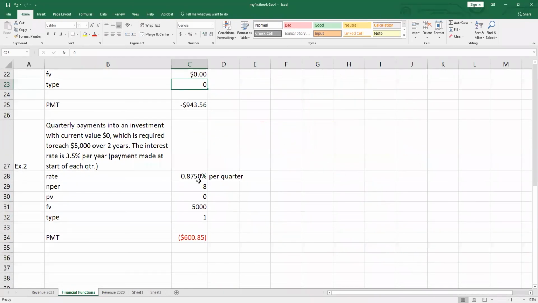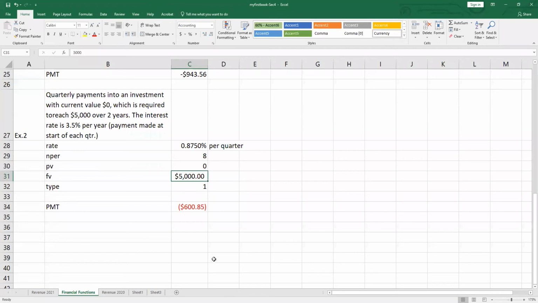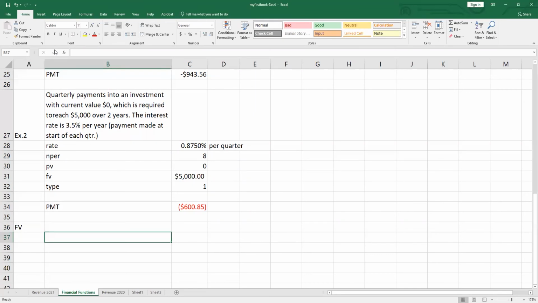Okay, so any other question for the second example here? If you don't have any questions, let's move on to the next function. The next function that I'm going to talk about is the FV function. FV function is used to calculate the future value of money. Let's see the explanation or the description of this function first before we start talking about the example.